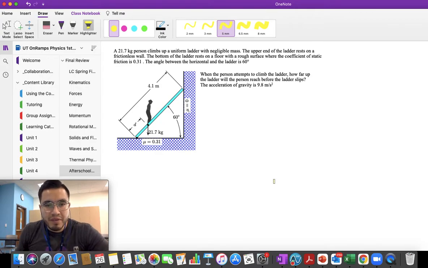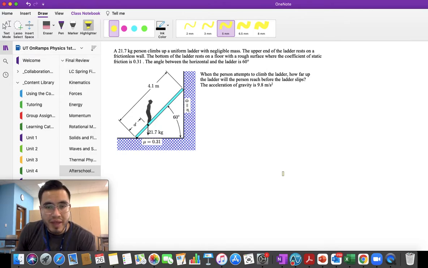Okay, so here's the infamous, highly requested ladder problem. Let's get right to it. It says a 21.7 kilogram person climbs up a uniform ladder with negligible mass. The upper end of the ladder rests on a frictionless wall.